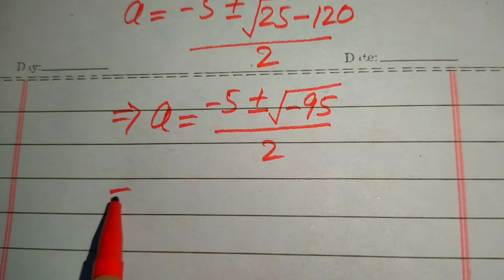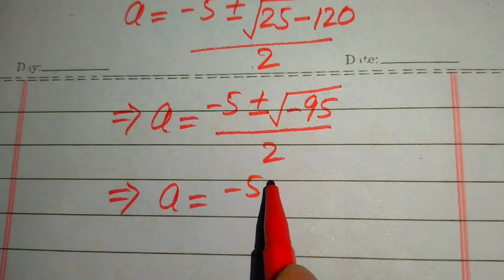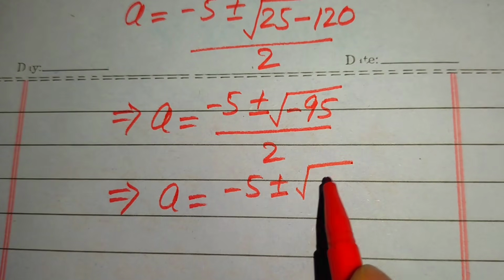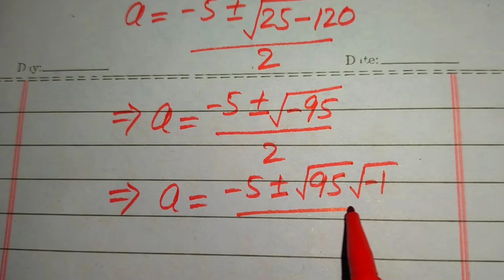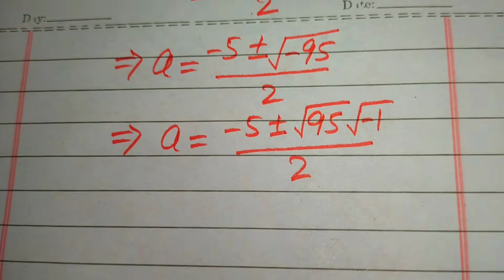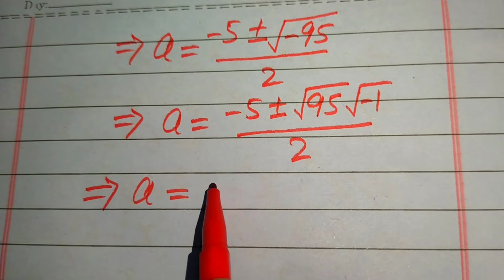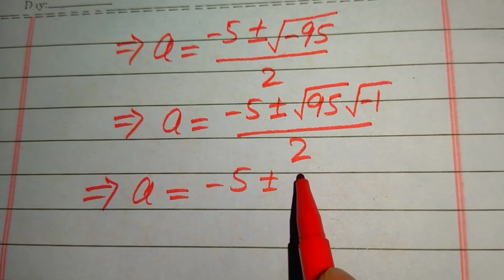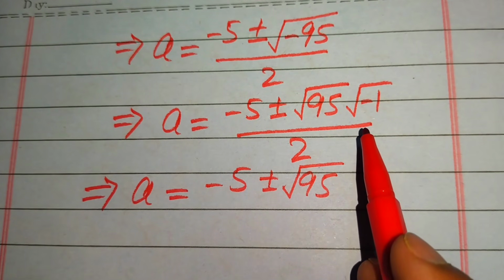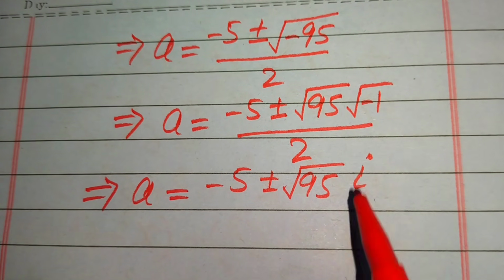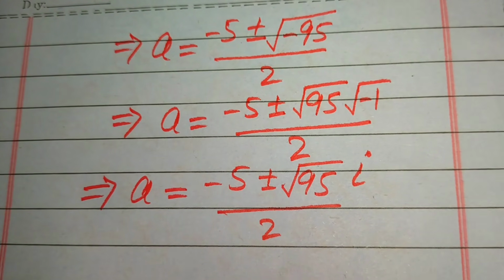And now again you see that here we break this square root sign, and we write the square root separately on the negative sign and 95, and it becomes square root of 95 into square root of minus 1, and it is divided by 2. And now in the next step we need more simplification, and we obtain a is equal to minus 5 plus minus square root of 95 into square root of minus 1, and we know that square root of minus 1 becomes iota, and it is divided by 2.